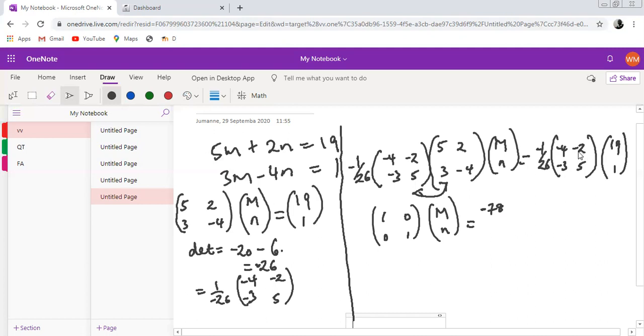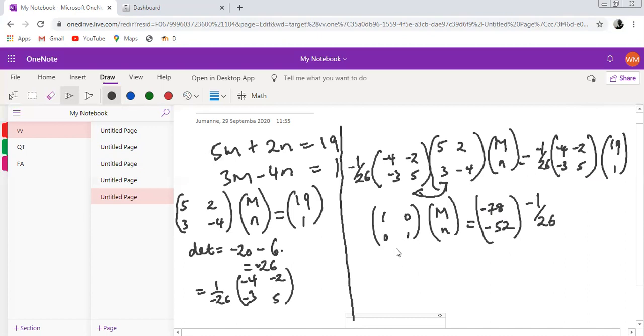This times this plus this times this, we get negative 78. Then we have negative 3 times 19, which is negative 57. Negative 57 plus 5 is negative 52. Don't forget at that point we have negative 1 over 26, which was here.